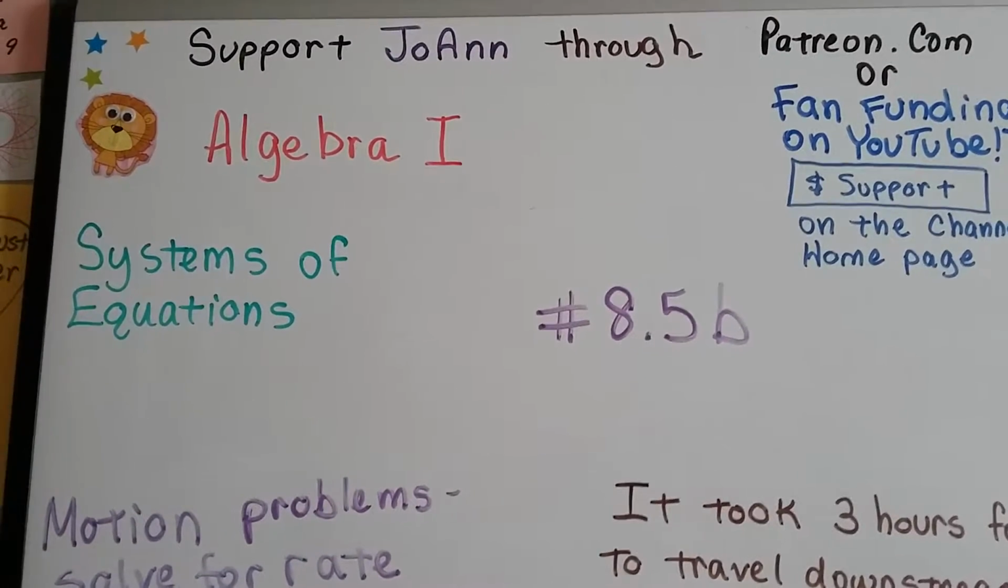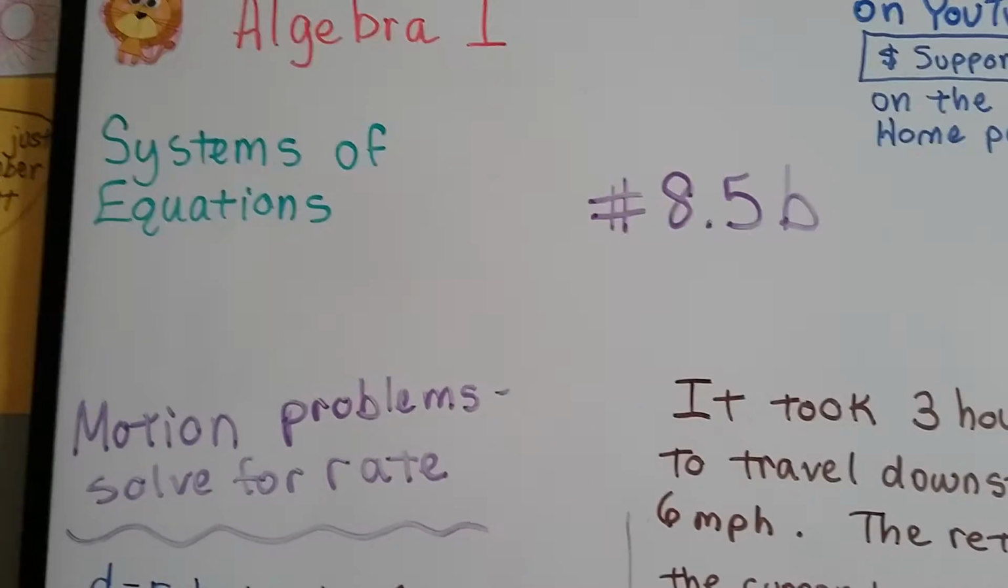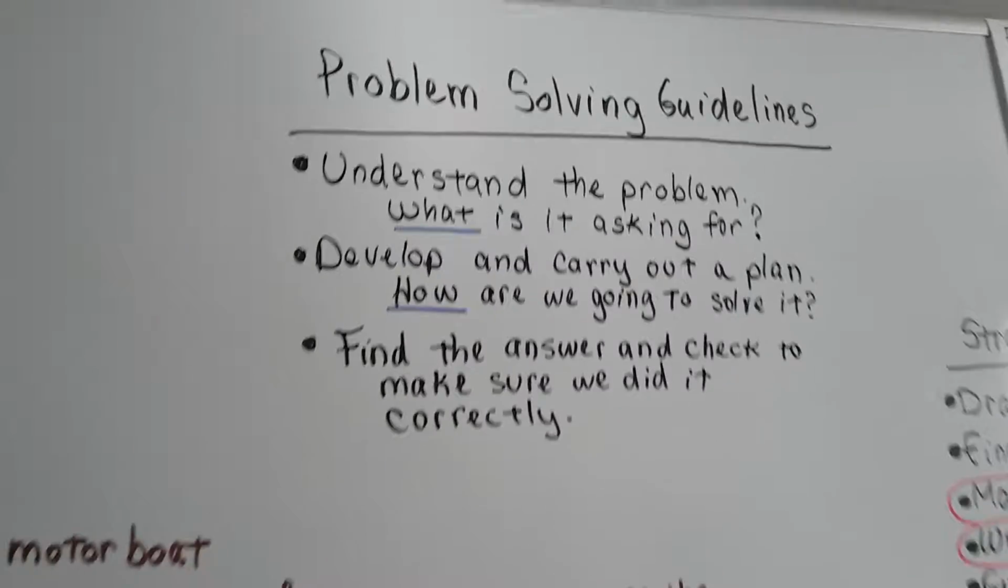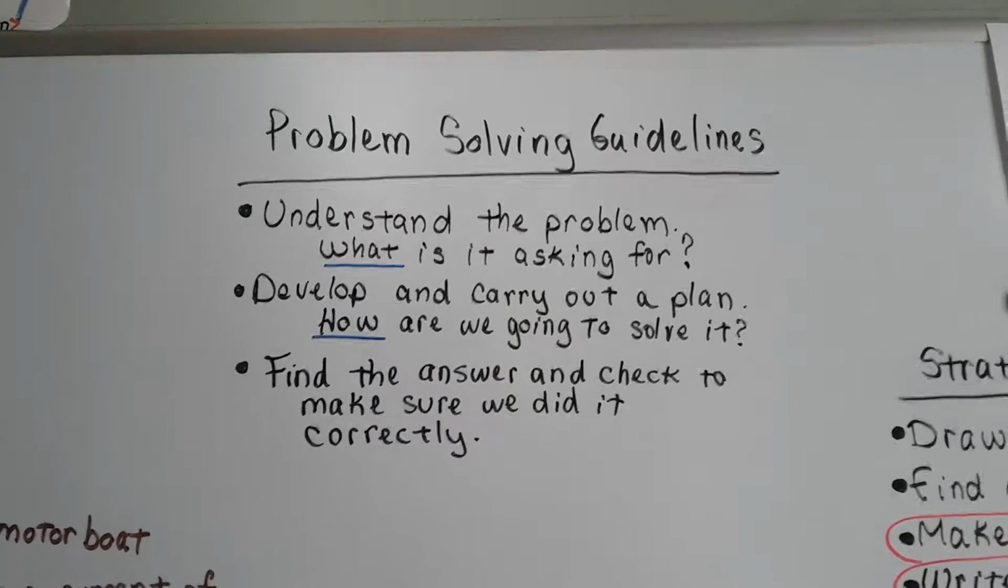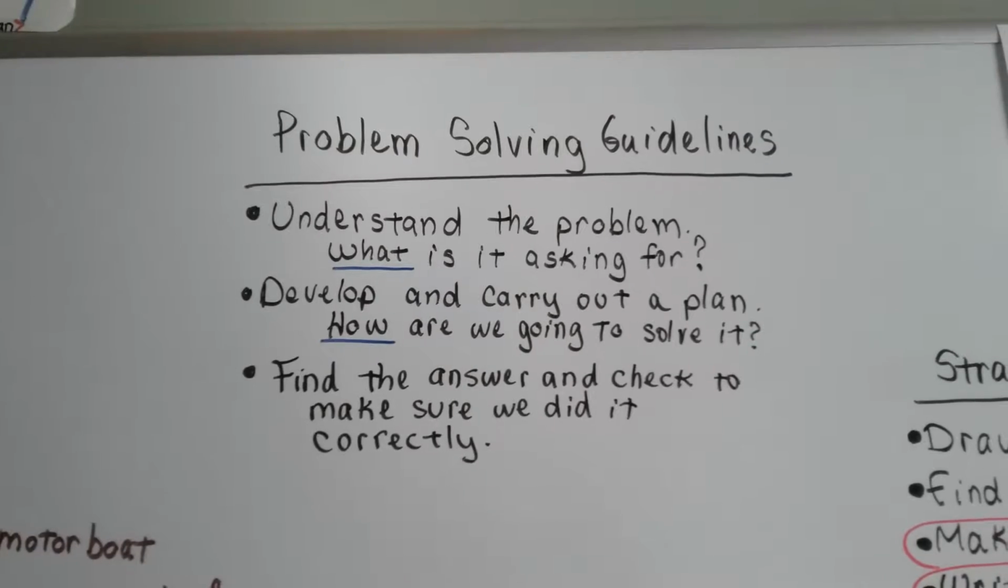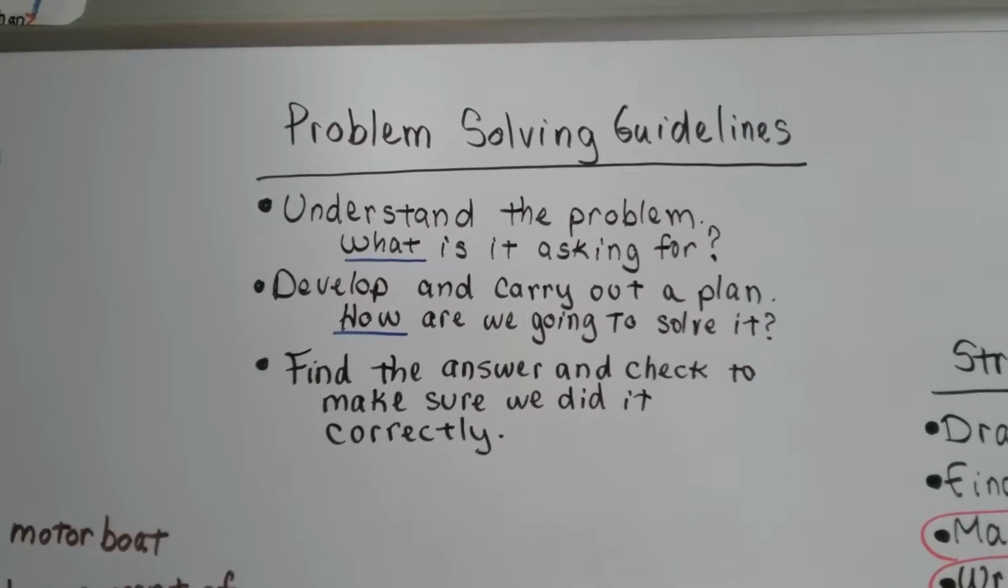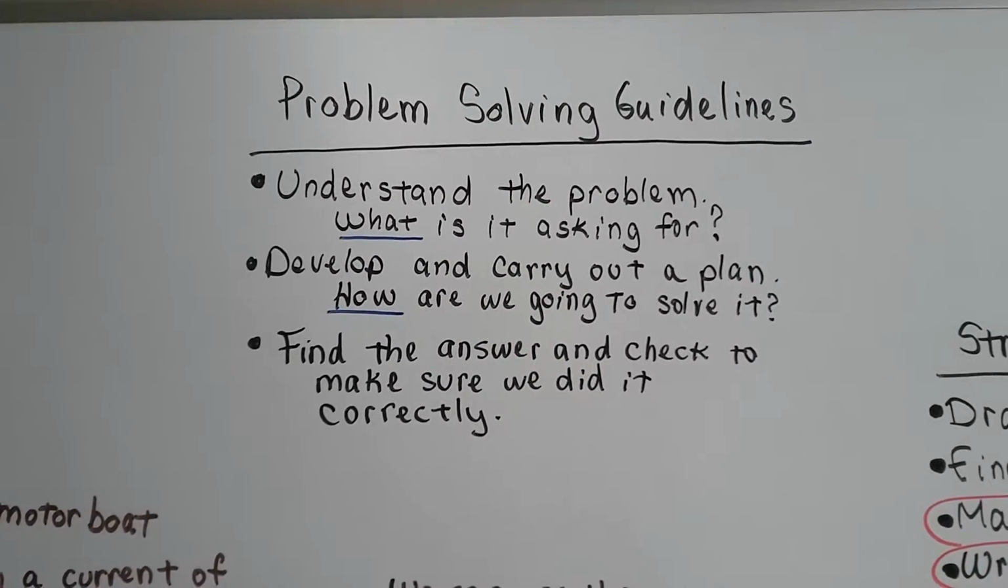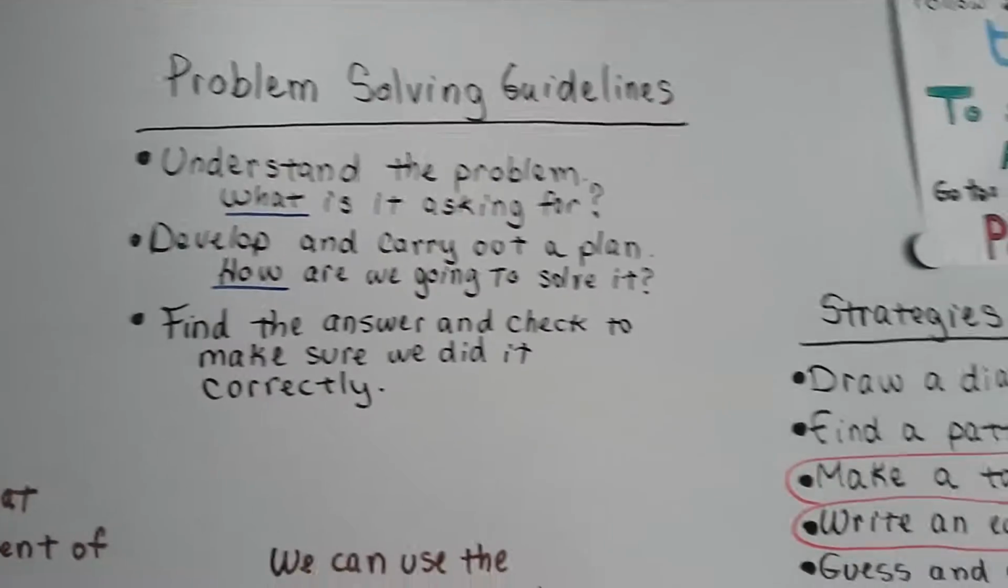Algebra 1, 8.5b, we're going to do motion problems and solve for rate. And we said in the last video, when we were solving for distance, that when we're solving word problems, we need to understand what the problem is asking of us. We need to develop and carry out a plan and figure out how we're going to solve it. We need to find the answer and check to make sure we did it correctly. So you got to check it, okay?